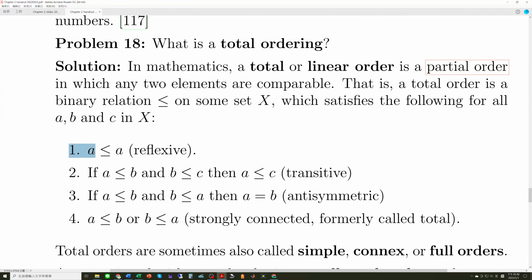Okay, first, A is smaller than or equal to A. This is called reflexive. Second, if A is smaller than or equal to B, and B is smaller than or equal to C, then A is smaller than or equal to C. This is called transitive.